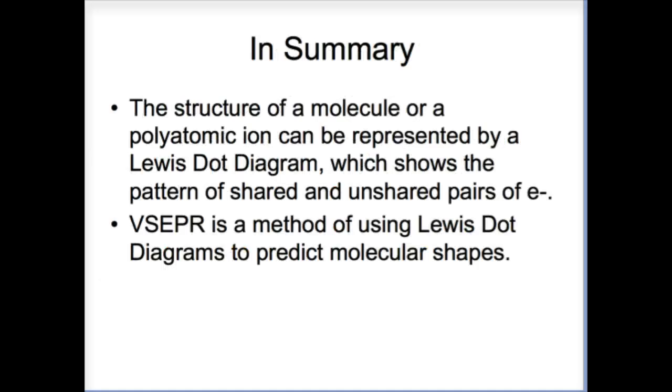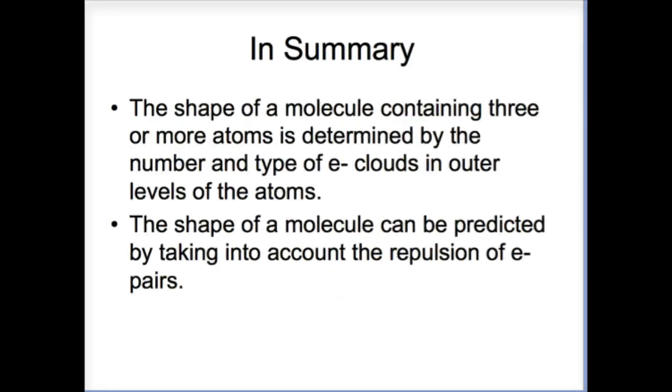So, final points. The structure of a molecule in a polyatomic ion or any molecule can be represented by a Lewis dot diagram. We show the pattern of shared and unshared pairs of electrons. VSEPR is a method of using the Lewis dot diagram to predict molecular shapes. And if we know the Lewis dot diagram and we know the VSEPR formula, we know the shape that those molecules are going to form because we can recognize in a three-dimensional space where the electrons need to be to minimize the repulsive force. And therefore, ultimately, the whole point of this is that we can predict any molecule's shape based on the electron repulsions.